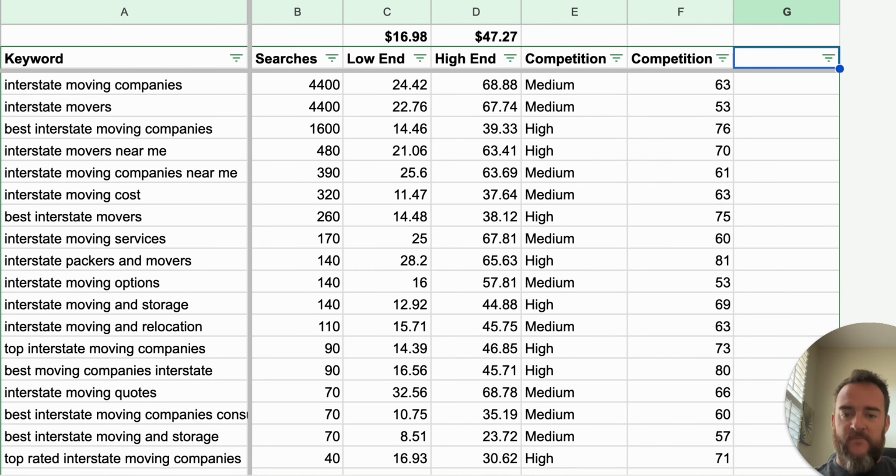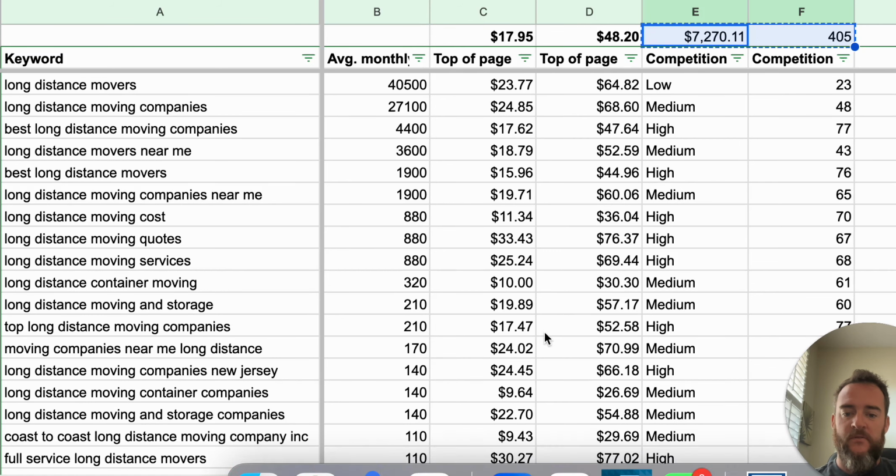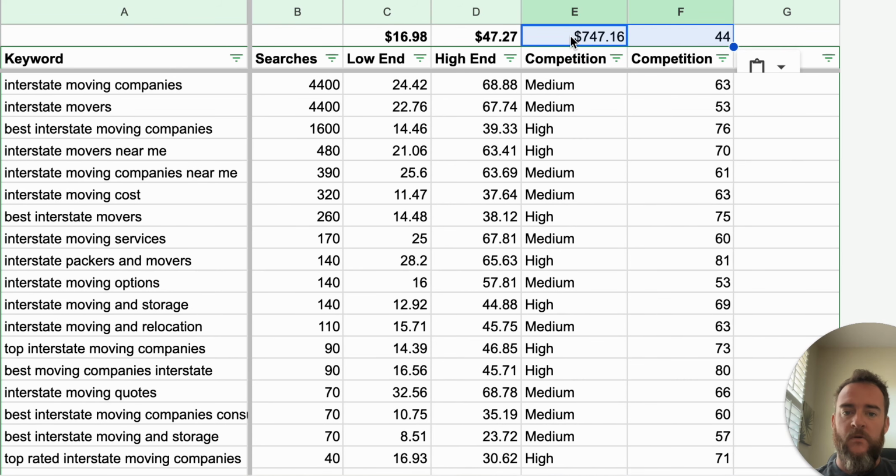Now let's look at interstate versus long distance. I'm going to grab these two formulas, bring them over here. The reason why I'm doing that is because if we just look at this top search term, interstate moving companies at 4,400 searches a month, let's say you net 1% of those clicks, you're only getting 44 clicks, right? So your overall spend on the low end is less than 1,000. On the high end, you're at about 2,000. The reason why I'm pointing this out is it's not to say that interstate is cheaper than long distance. It's literally less volume, right? Which is why it's problematic.